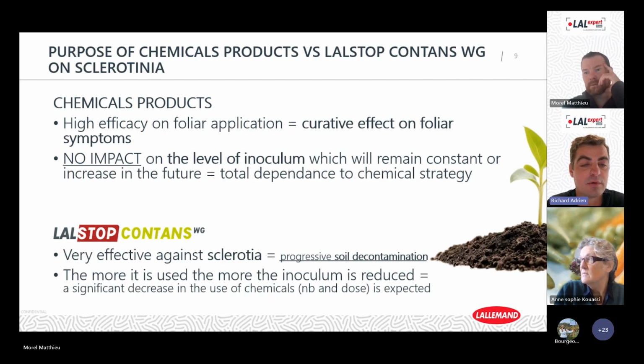Indeed, it is a highly effective solution against sclerotia. And sclerotia, as Mathieu said, are the resting structures of the fungus in the soil. So this strategy can lead to progressive soil decontamination. The more LALSTOP Contans is used, the more the inoculum levels are reduced in the soil. And this results in a progressive decrease in the need for chemical products during the growth cycle, and even in resistance management of a traditional chemical fungicide.